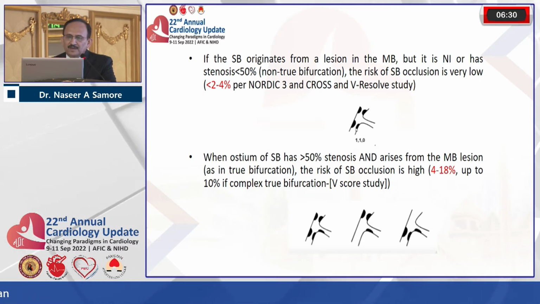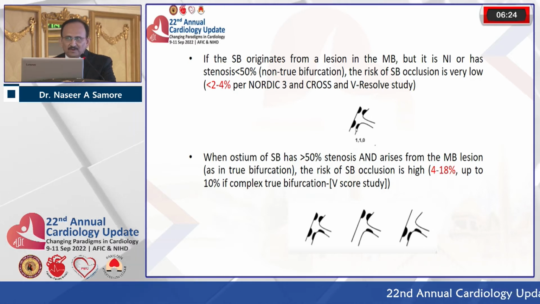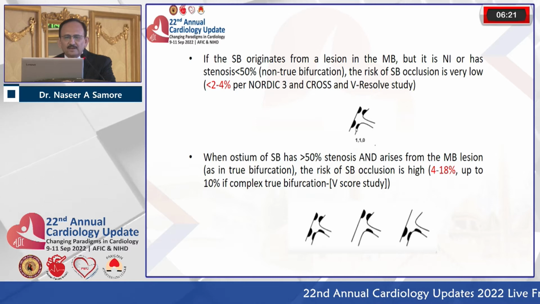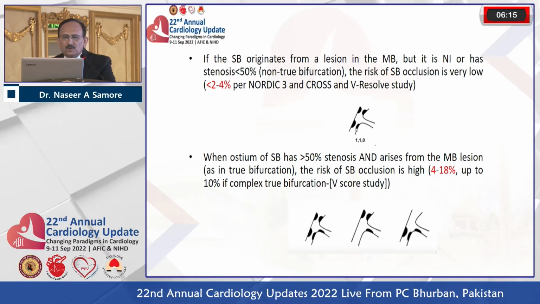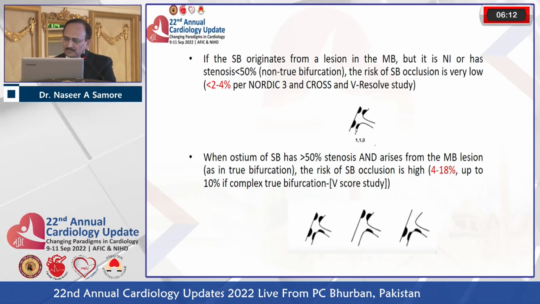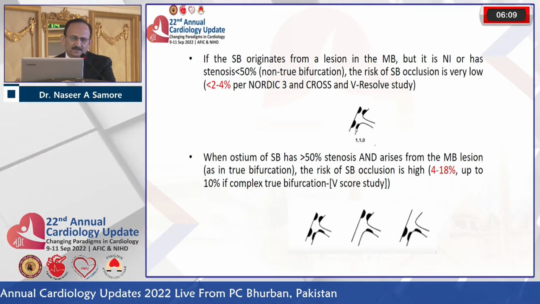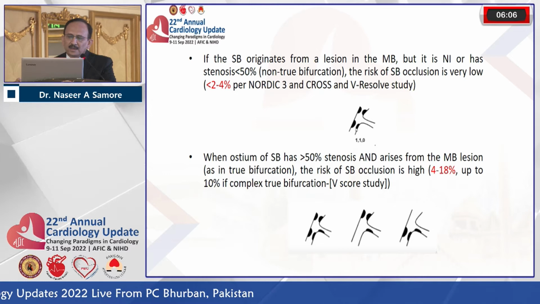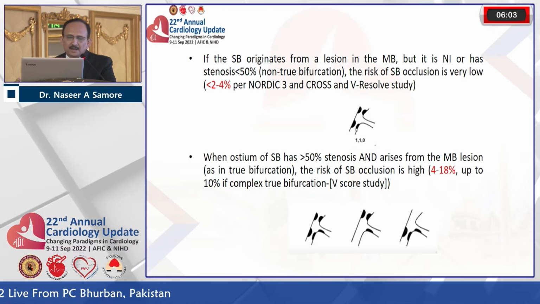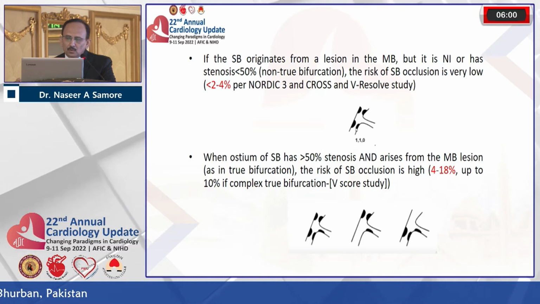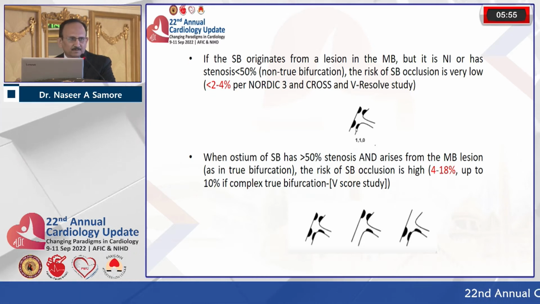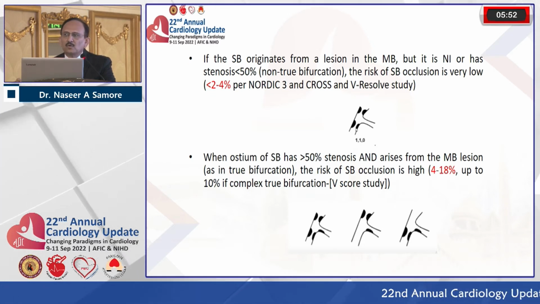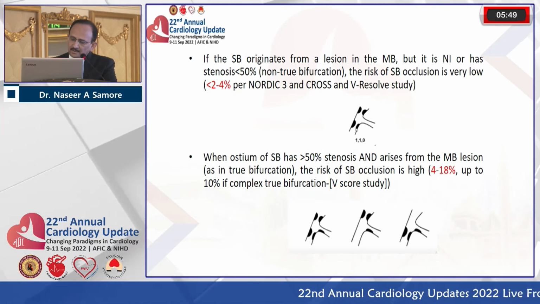Now, if the side branch originates from a lesion in the main branch but is a normal vessel or has a stenosis of less than 50%, there is a 2 to 4% chance of its occlusion. This is according to the Nordic 3, CROSS, and V-Resolve studies. Whereas if the side branch has more than 50% stenosis and arises from the main branch lesion, it may have a low occlusion rate, maybe in single figures if it is a simple true bifurcation, and it may go up to even 20% if it is a complex bifurcation.